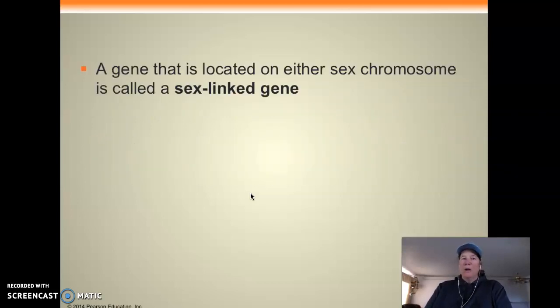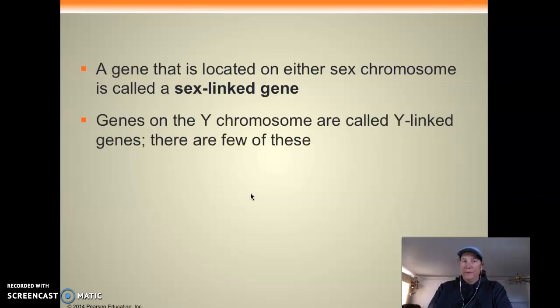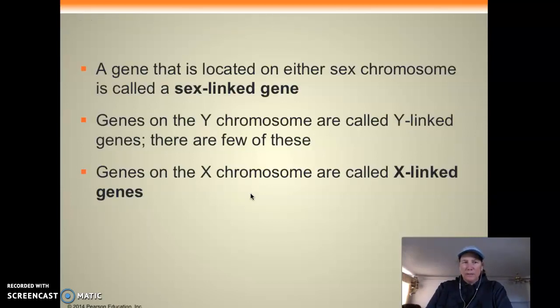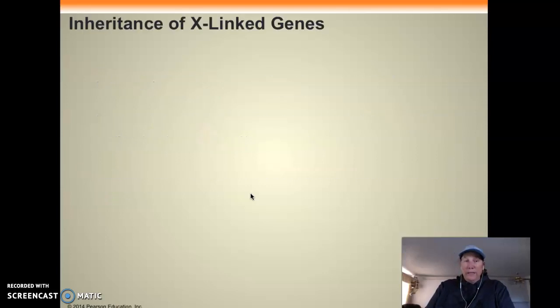Those are called sex-linked genes. I always talked about that. Any kind of characteristic that you get on that last set of chromosomes is called sex-linked. Genes on the Y chromosome are called Y-linked genes, and here's a couple of them. There's more on the X chromosome, again, because it's a bigger chromosome.